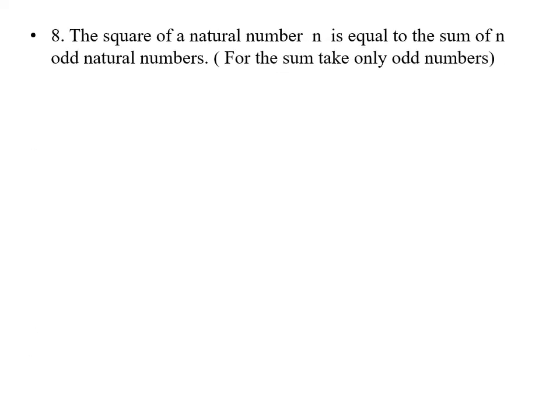All these properties we can generalize. So the square of an n natural number is equal to the sum of the first n odd natural numbers. For the sum, take only odd numbers.